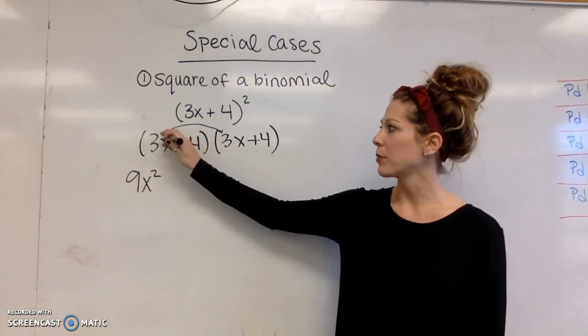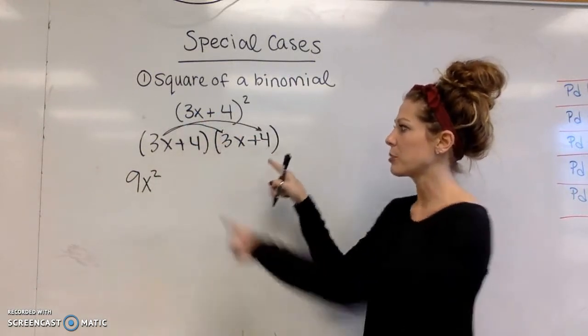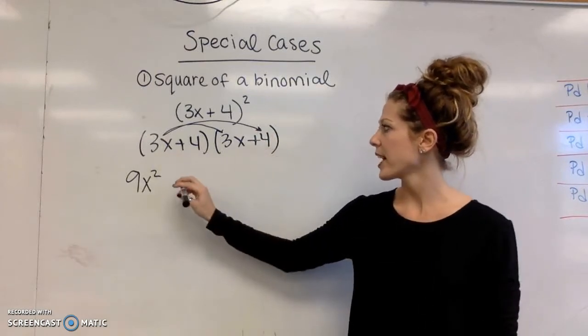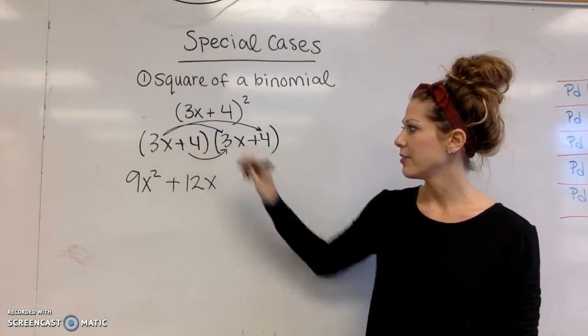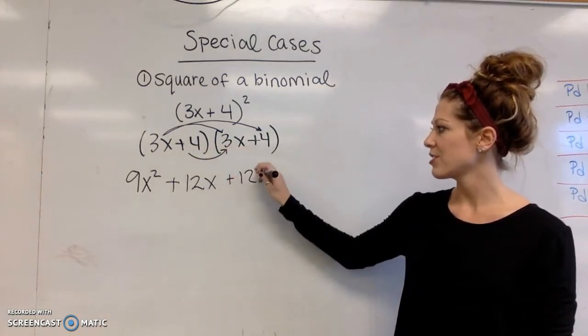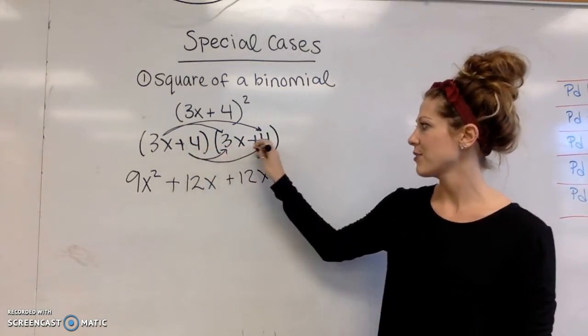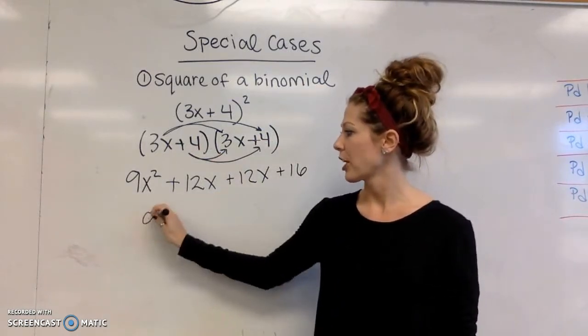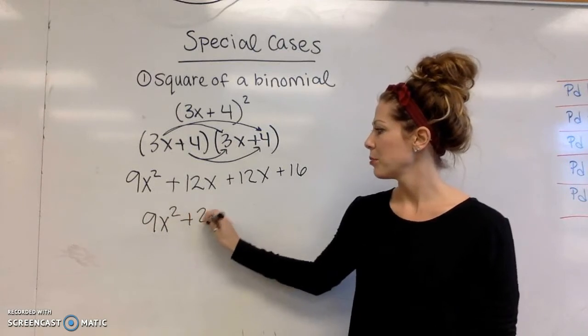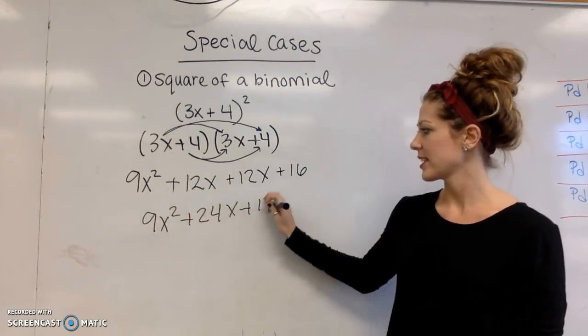Then in FOIL, we have outer. We multiply our outside terms. So 3x times 4 is 12x. Inner, 4 times 3x is 12x, and last, 4 times 4 is 16. When you combine those middle terms, we get 9x squared plus 24x plus 16.